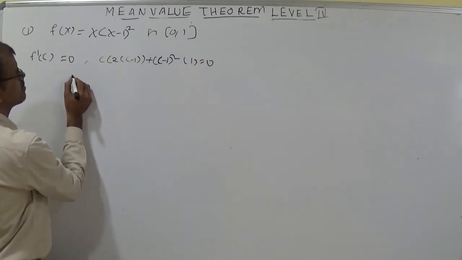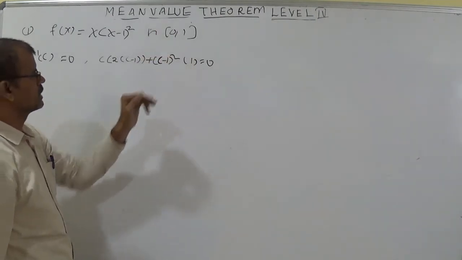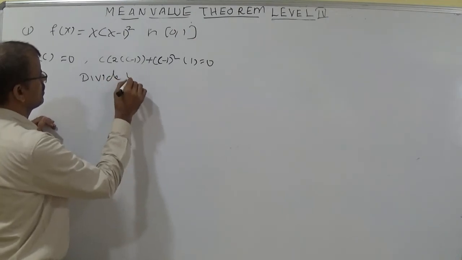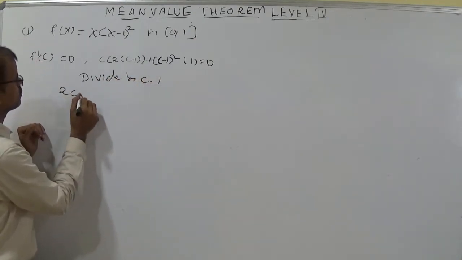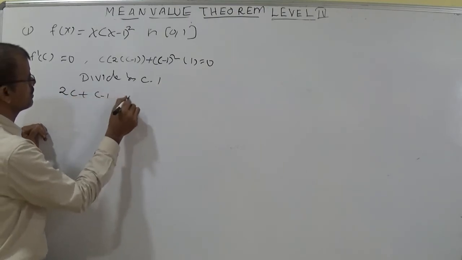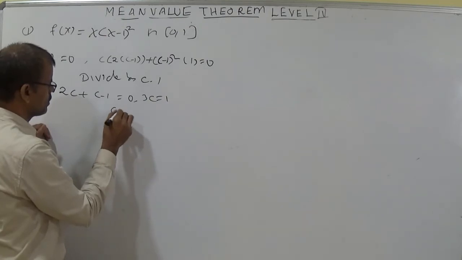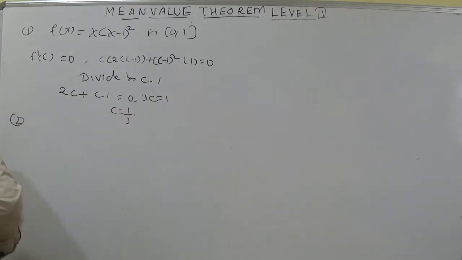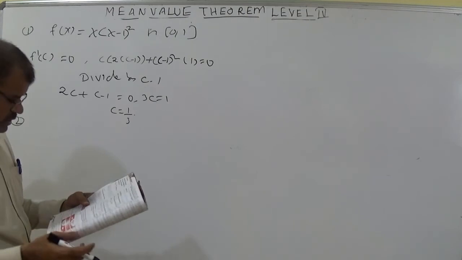Divide by c minus 1, because c is equal to 1 should not be, as 1 already exists in the endpoints. Now you can write 2c plus c minus 1 equal to 0, 3c equal to 1, c is equal to 1 by 3. 1 by 3 lies between 0 and 1. It is correct.